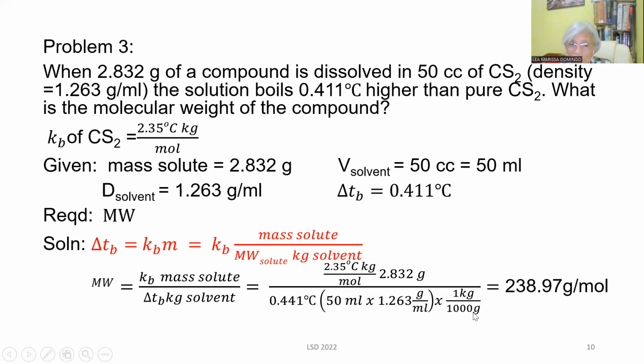So gram will divide itself. Tapos kilogram will divide itself. Degrees Celsius divided by degrees Celsius. So the unit left with will be gram per mole. And the magnitude or the measure is 238.97 gram per mole. So magandang mahasa kayo sa dimensional analysis kasi mache-check nyo kung tama yung solution nyo base dun sa unit na makukuha niyo. Dapat yung unit, yung desired unit ng desired quantity. Ang quantity natin ay molecular weight. So gram per mole na unit.